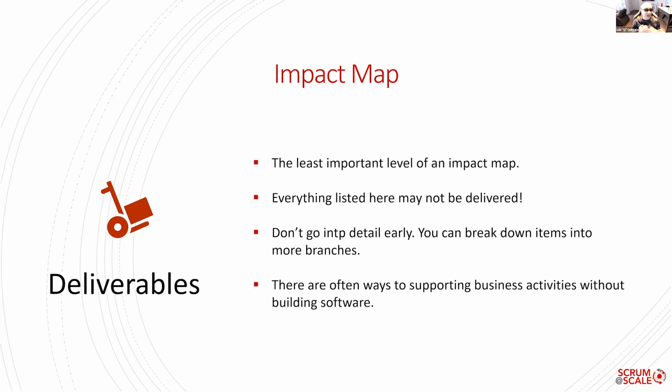Bear in mind that not all deliverables in an impact map may be delivered, because they may be overtaken by events, or they may not have enough value. But the idea is to list the things that meet a certain goal. Don't get into too much detail very early, because you can always break things down, and putting too many details in the beginning just bloats the map, and you may actually be running into solution mode.